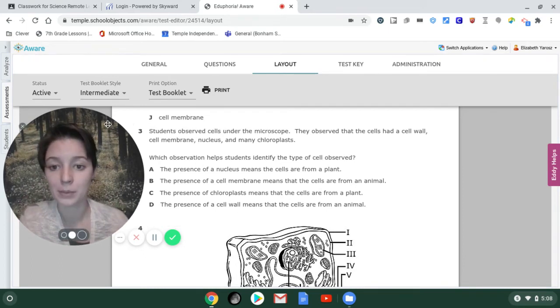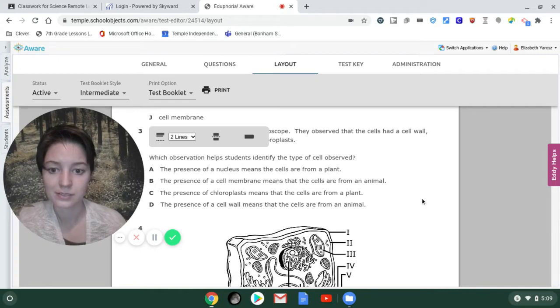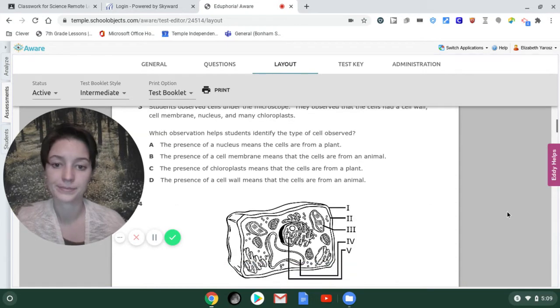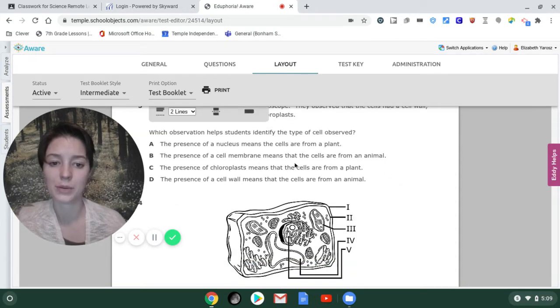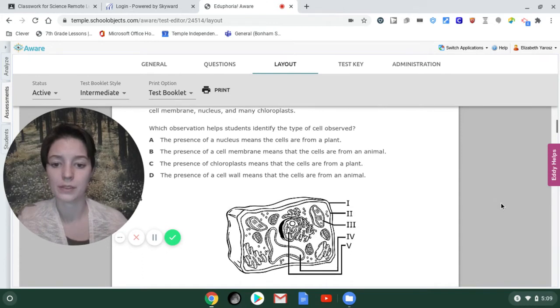We both have cell membrane, animals and plants. Animals and plants have a nucleus. Animals do not have chloroplasts. We can't go through photosynthesis. We can't make our own sugar. So the answer here, C, the presence of a chloroplast means that the cells are from a plant. Cell membrane, plants also have a cell membrane. So they have that cell wall, but within that cell wall is a cell membrane. Some people get mixed up on that.